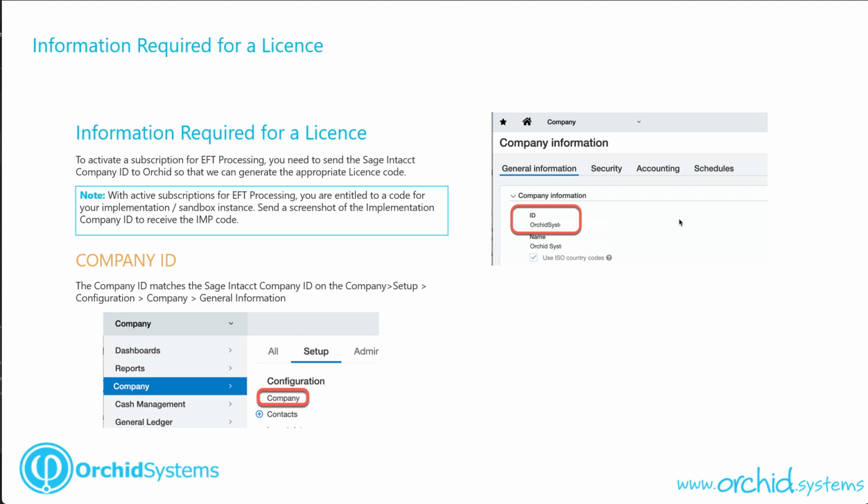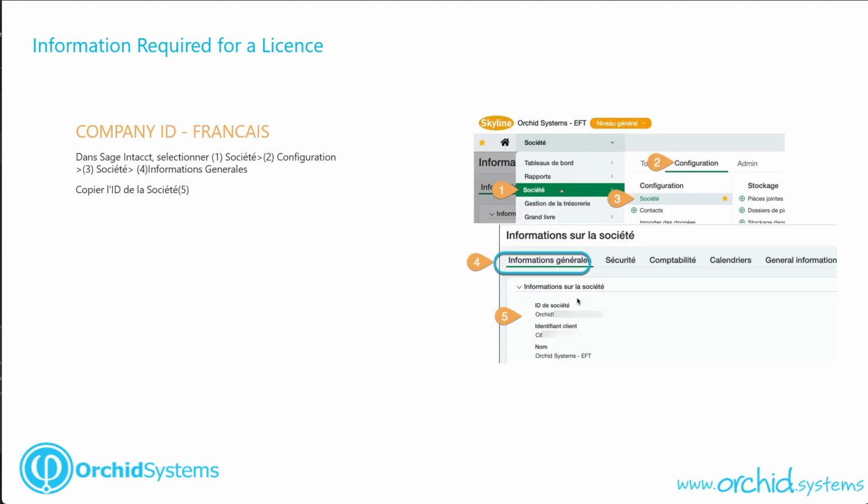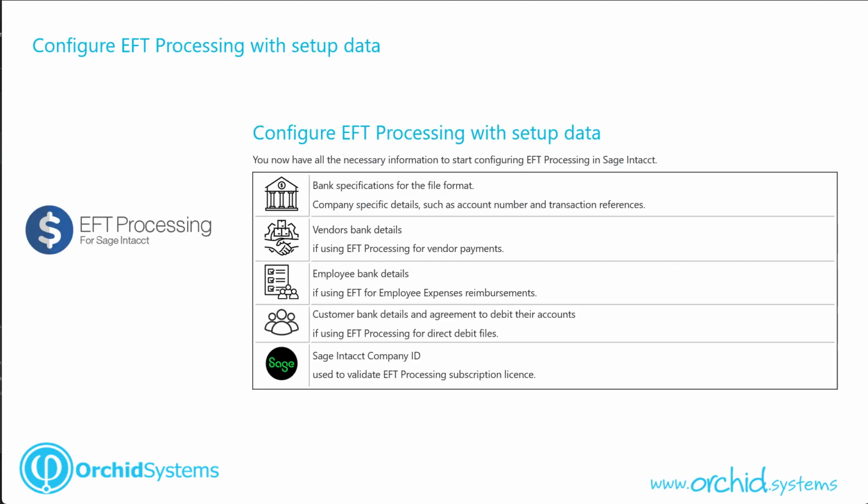If you have an active subscription for EFT processing, we will also provide you a code, a fully functional code for your implementation or your sandbox instance. And again, we will just need a screenshot of the implementation company ID name that you are using. So this is an example. If you are using Intacct in French, be it in Quebec or in France, it's going to be the ID de société.